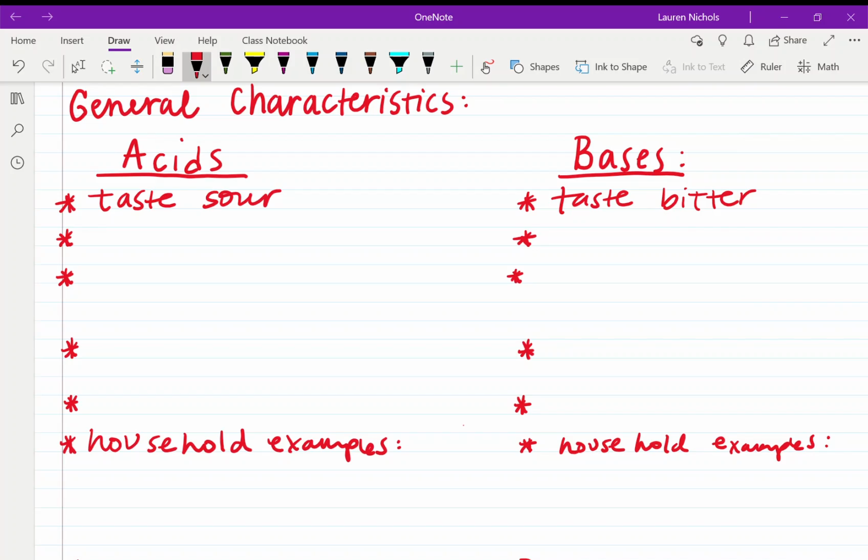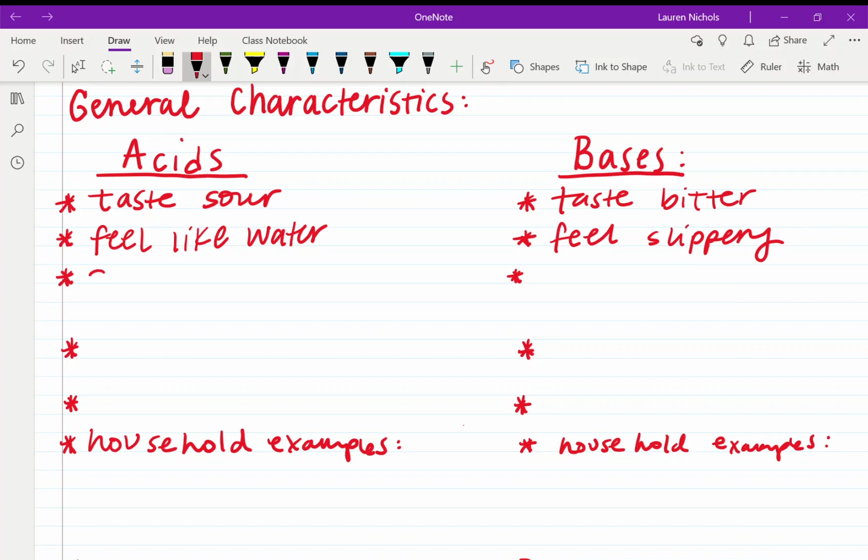Acids, the way they feel, is they feel like water. And by that, I just mean that they feel like any regular liquid, but bases feel slippery. So an example of a base is soap, and the base is what gives it that slippery feeling.